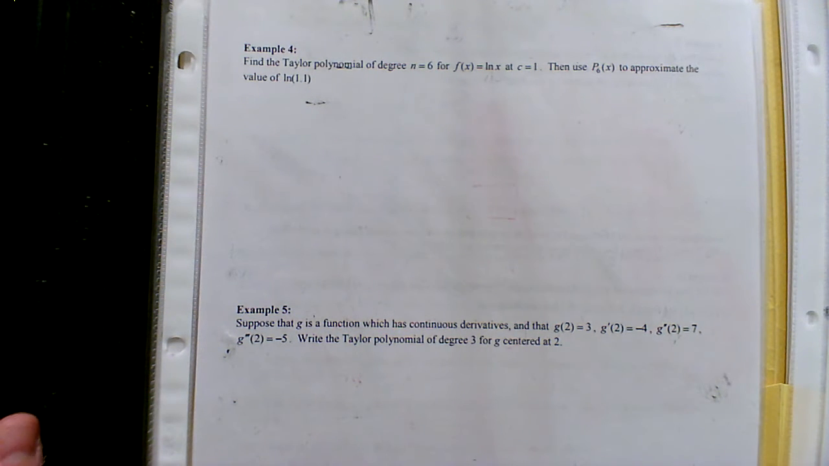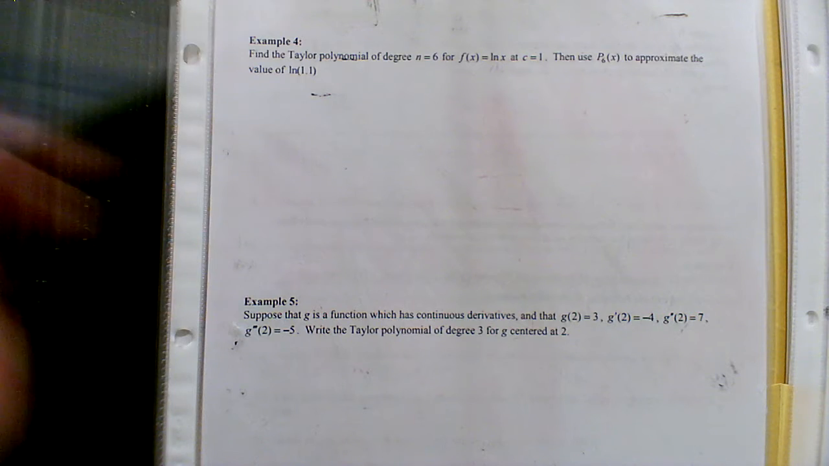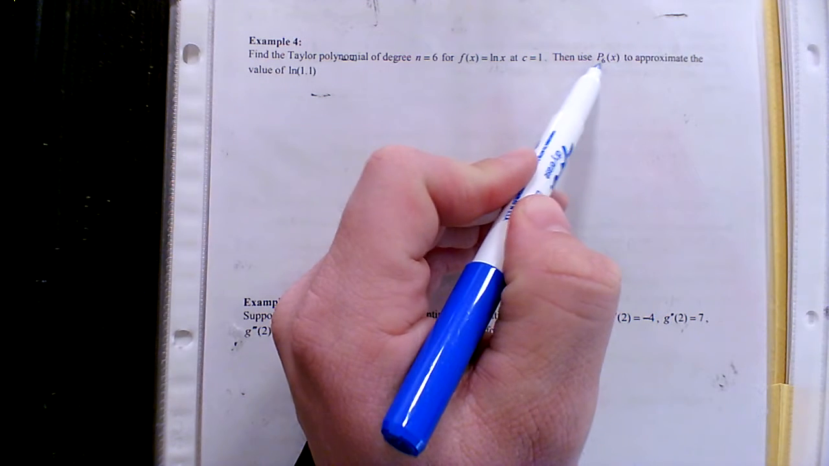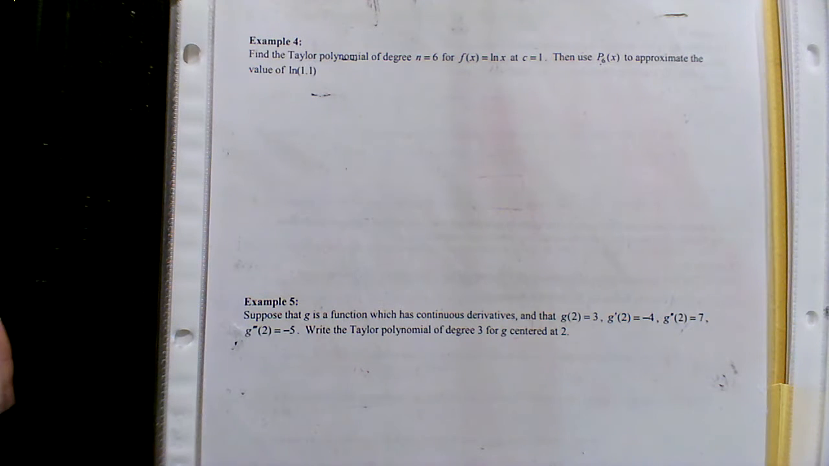Alright, so example 4. We want to find the Taylor polynomial of degree n equals 6, so a 6th degree Taylor polynomial, for f of x equals ln of x at c equals 1. Then use, this is the notation for the Taylor polynomial, so a Taylor polynomial of degree 6, to approximate the value of natural log of 1.1.